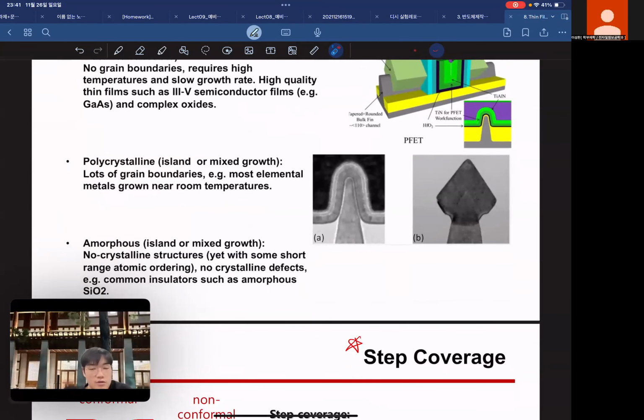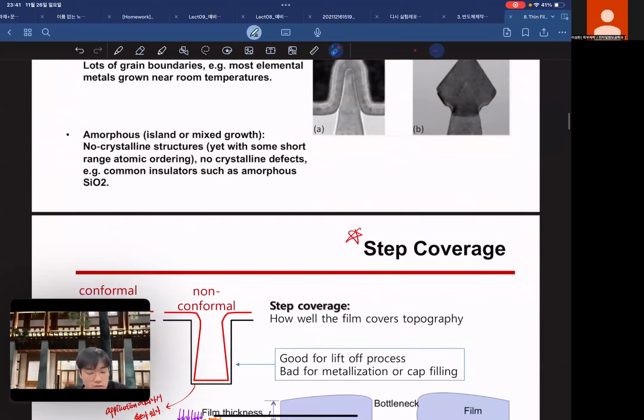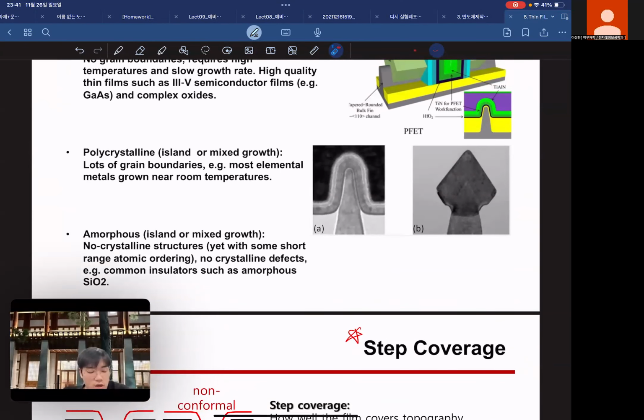And polycrystalline. Polycrystalline is made by the island growth way and the mixed growth way. It is usually made of many crystalline structures. And then there is the amorphous state. It is also made by the island and mixed growth ways.